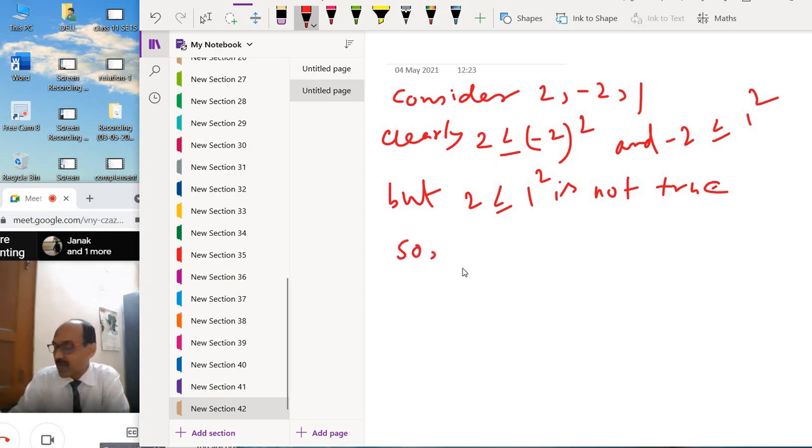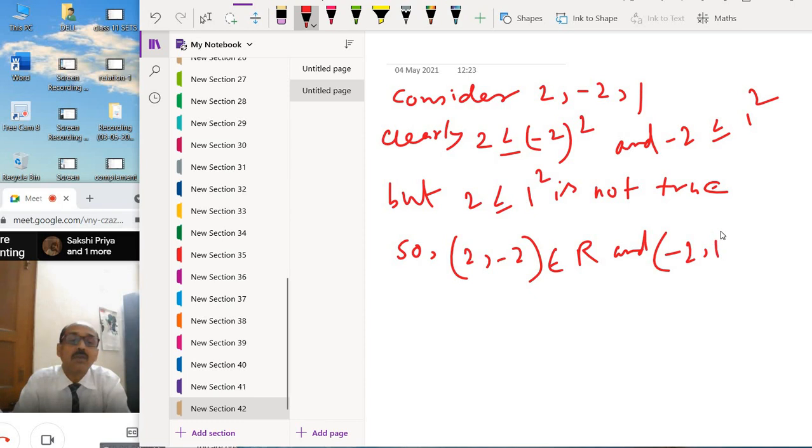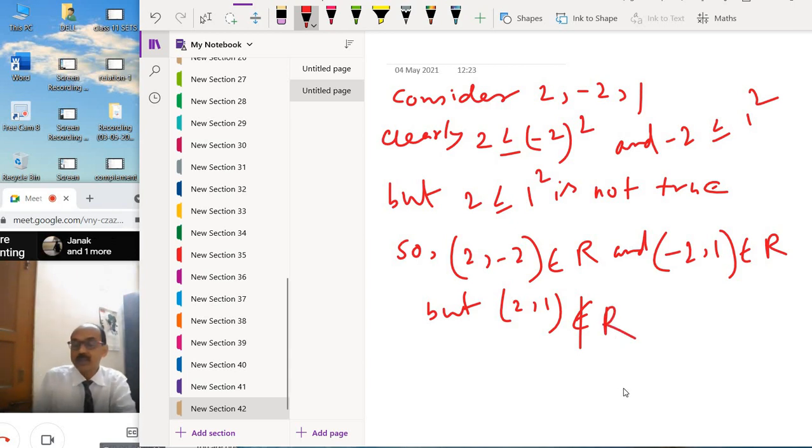(2, -2) belongs to R, and (-2, 1) belongs to R, but (2, 1) does not belong to R. So R is not transitive. Hence R is not transitive.